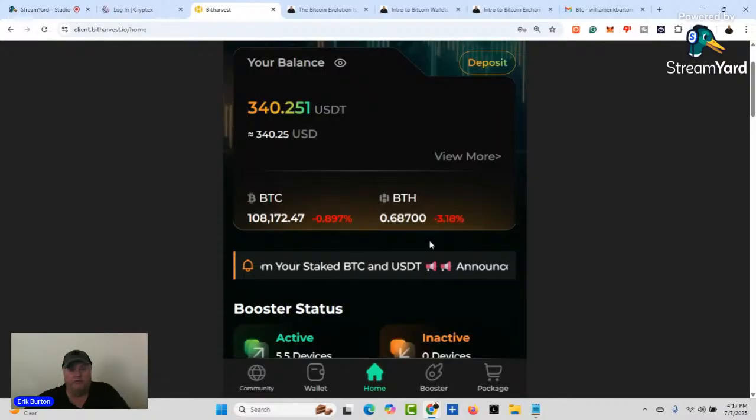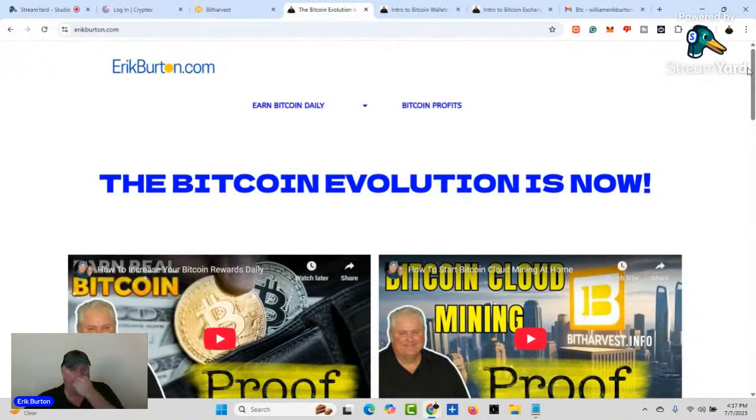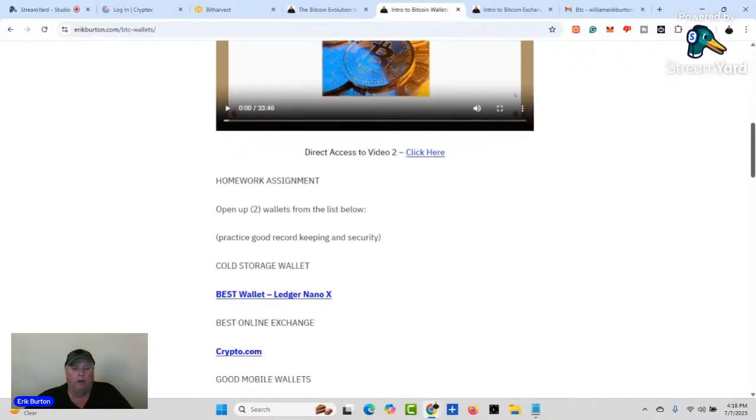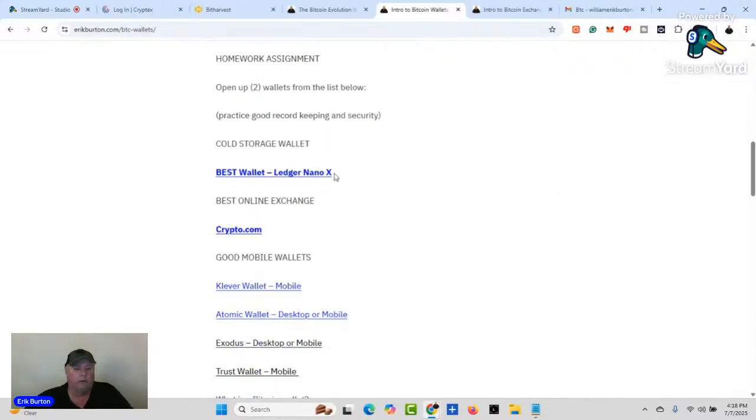It pretty much does the same thing. Now, let's go back to my page here. Could you go and earn Bitcoin somewhere else? You can actually just buy Bitcoin and hodl it in your Bitcoin wallet. The wallet that I prefer is the Ledger Nano. Anything to do with Ledger, it could be a different ledger, but it's a cold storage wallet.